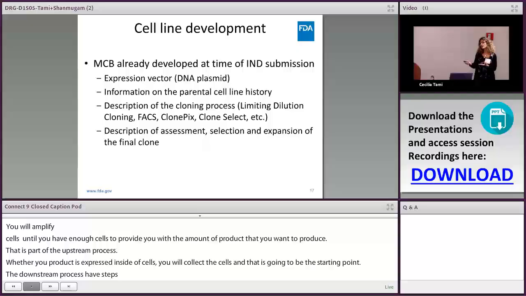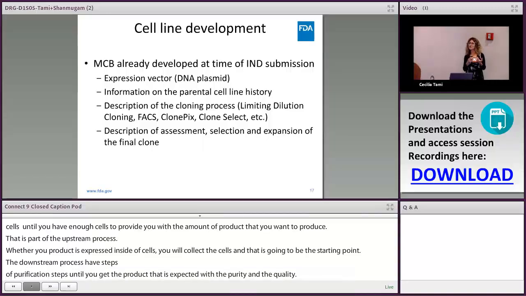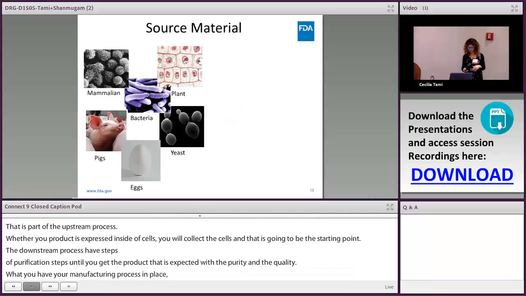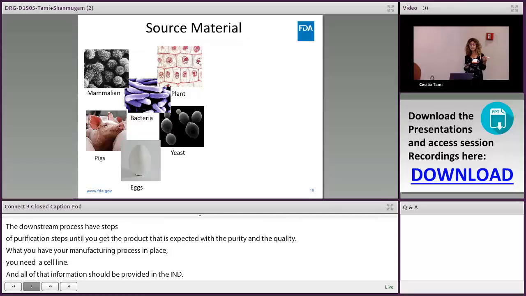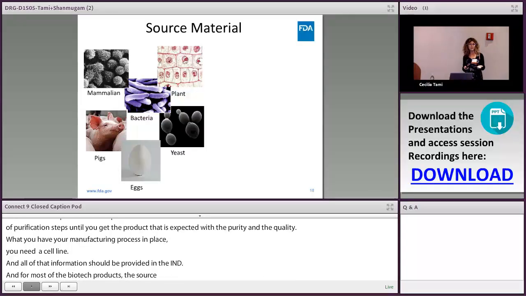To have your manufacturing process in place, before that you need a cell bank, and all the information about how you generated that cell bank: which was the parental cell that you used, what was the vector, what is the sequence you transfected or transformed, how did you clone it. All that information should be provided in the IND. And for most of the biotech products, this starting material is animal or is of biological origin, like mammalian cell, bacteria, yeast. There are also some small molecules that are manufactured from living material.